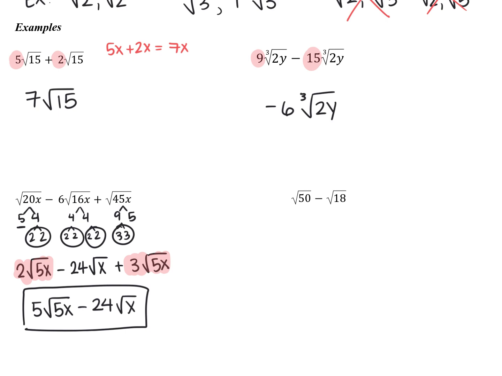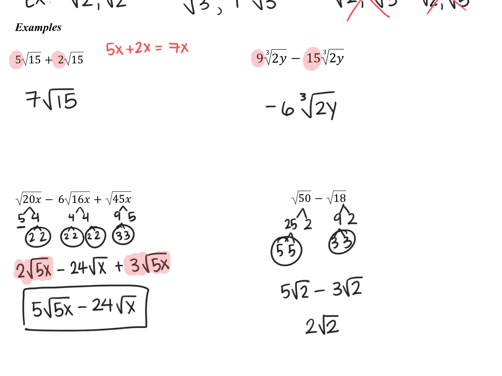My last example, square root 50 minus square root 18. 50 I'm going to break down as 25 times 2. 25 breaks down as 5 times 5. So I have 5 square root 2. 18 I'm going to break down as 9 times 2. 9 breaks down as 3 times 3. So I have minus 3 square root 2. Now they are like radicals. So 5 square root 2 minus 3 square root 2 is going to give me 2 square root 2.